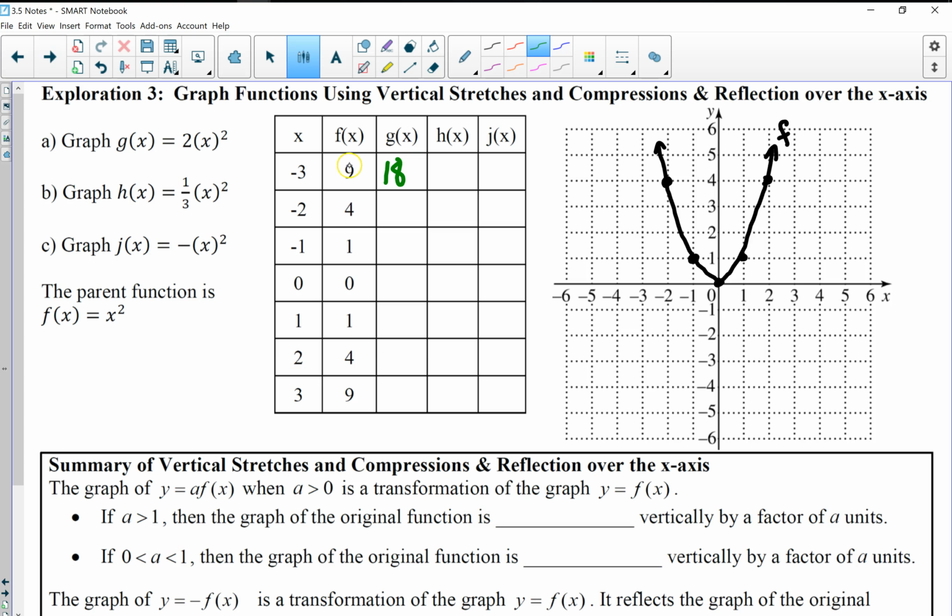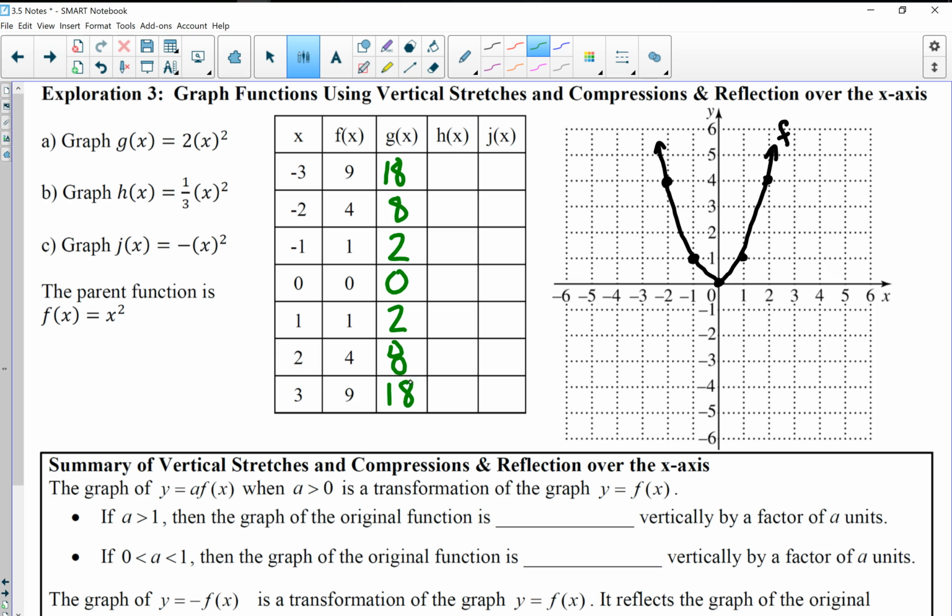So really what's happening is I'm taking all these y values I had on my parent function, and those are getting multiplied by 2. So when I squared negative 2, it gets me 4. You multiply that by 2, it gets you 8. 1 squared got me 1. Multiply that by 2, you get 2. 0 squared is 0, multiplied by 2 is 0. 1 squared gets you 1. Multiply that by 2, you get 2. 2 squared is 4. Multiply that by 2, which is 8. And 3 squared is 9, multiplied by 2 is 18.